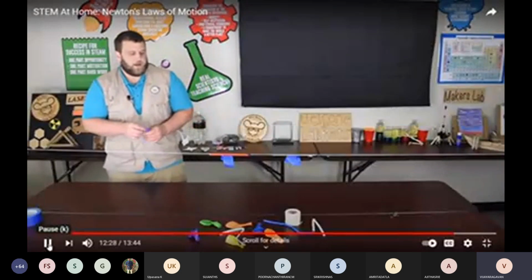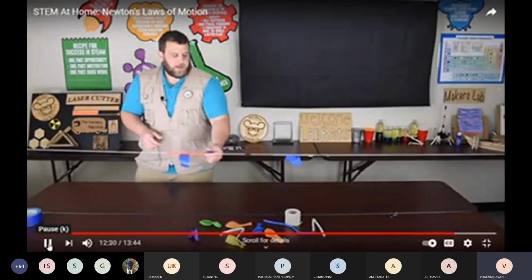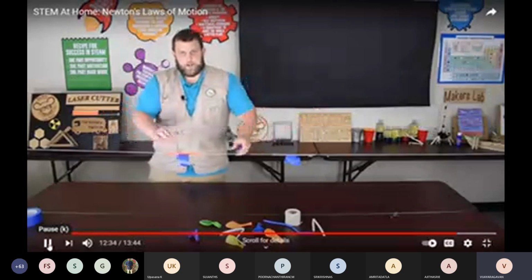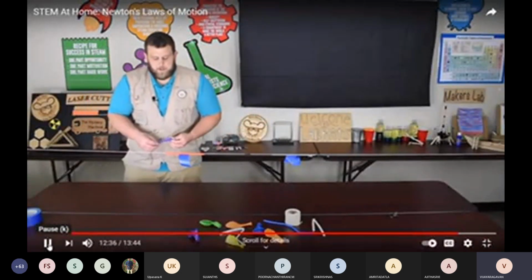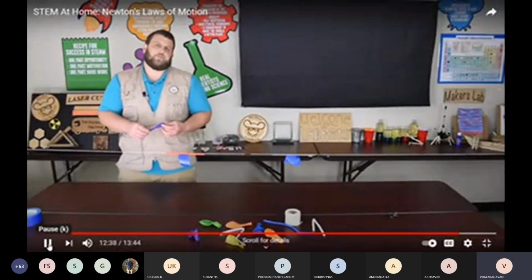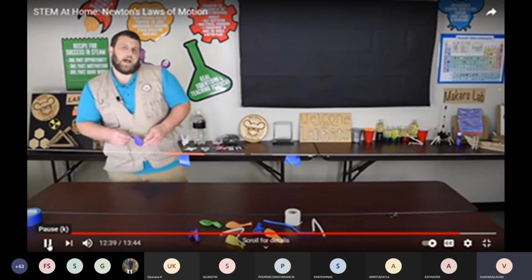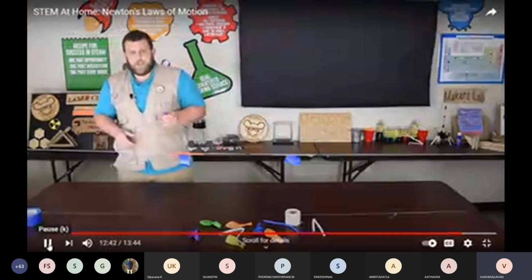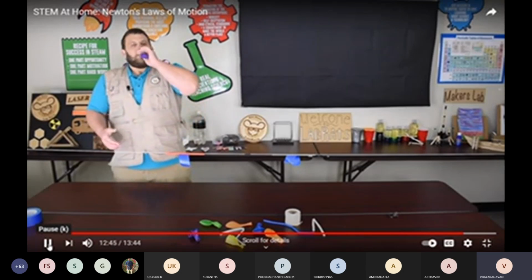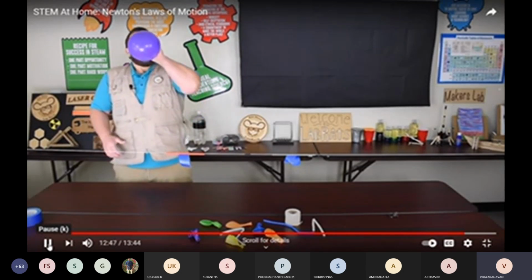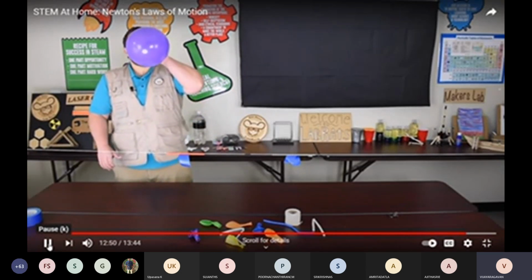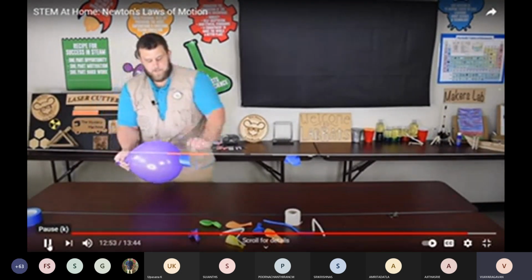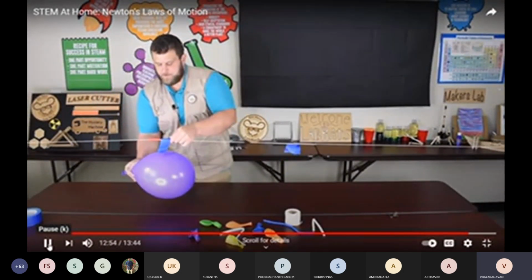So what you're going to do is, I drew a little line in the center here, and with two of these, you can put two balloons on and have them fight. Call it balloon jousting. But since I'm here by myself, I'm just going to show you how far I can get on one side. You take your balloon and blow it up as big as you want. I'm going to hold it, and then I'm going to tape it to my straw.